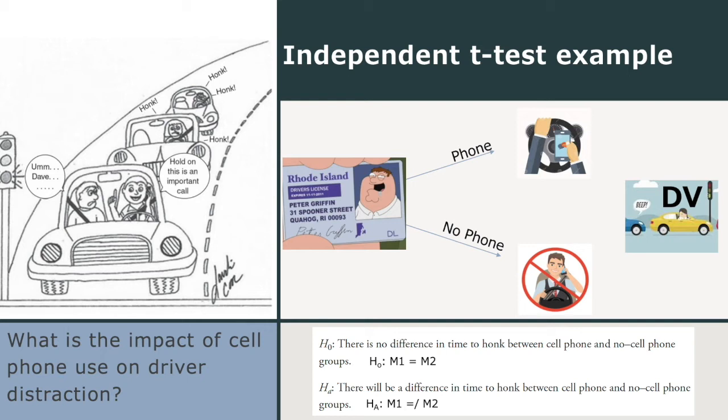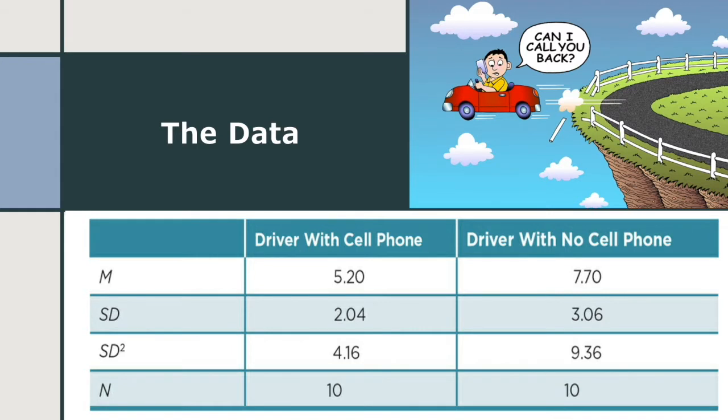So let's use the data presented by your textbook author. And here it is. We have the means, the standard deviations, the variance, and the n size for each of our conditions. The driver with no cell phone had a mean latency to honking of 7.7 seconds. The group that had a cell phone was faster, 5.2 seconds. And again, you see the variance and the standard deviation for them as well. So using this data, let's walk through the calculation.